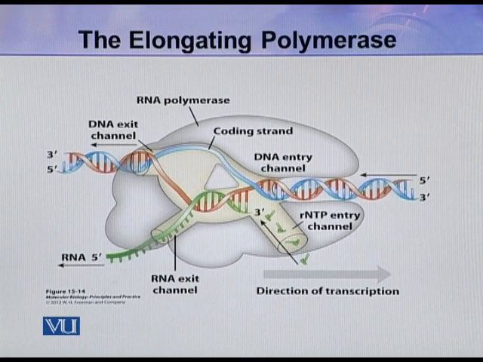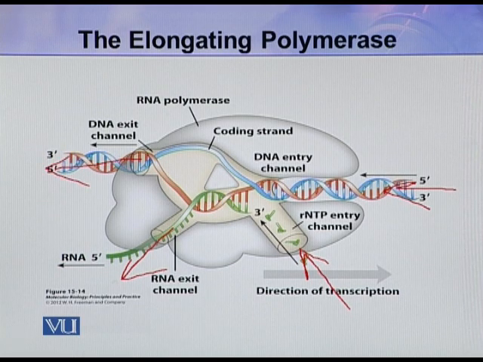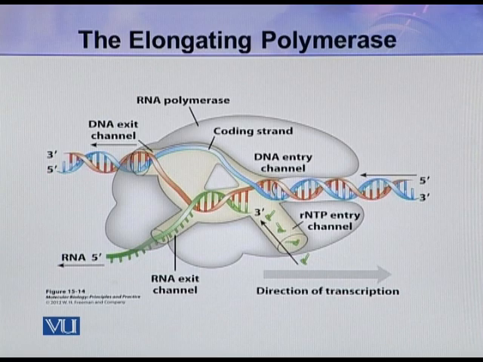So here you can see different channels and different points of entry. This is the point of entry of double-stranded DNA. This is the point of entry of ribonucleotides. This is the exit point for the newly synthesized RNA, and this is the exit point for double-stranded DNA, while these two are exit points for single-stranded DNA molecules. So this is the structure of polymerase.